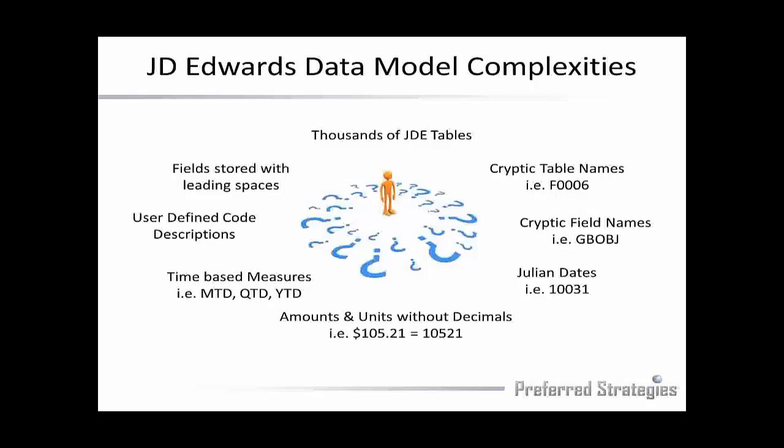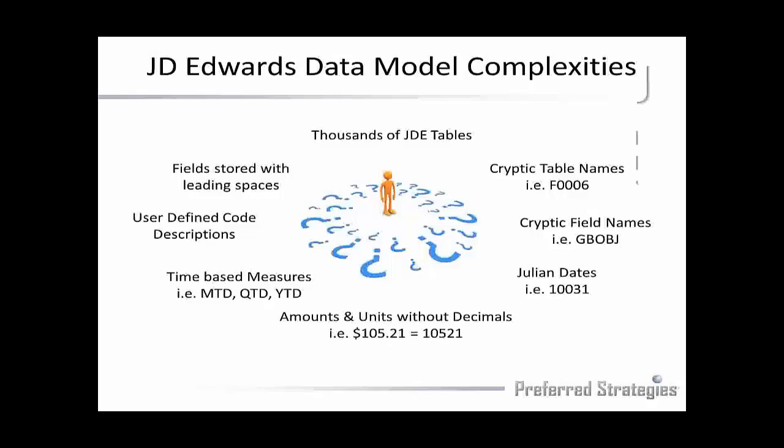And then other things like user-defined code descriptions, and some of the fields and the data types are not consistent across the board. Some fields have leading spaces, some have leading zeros, some may be a numeric in one JD Edwards module and a text type in another, and so there's just a lot of complexities on how to get the data into a usable format.